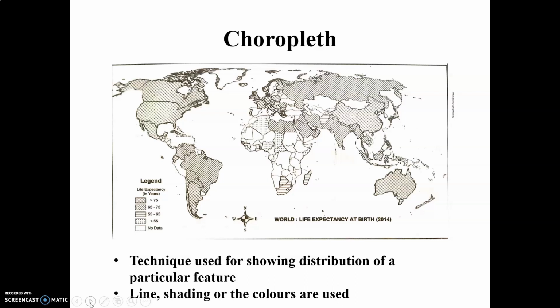If you see in India, there are crossed lines, and if you compare this with the scale in this map, it shows 65 to 75 years. So, in India, life expectancy is 65 to 75 years. This is the way you can read such type of map. I am going to touch upon these types of cartographic techniques.